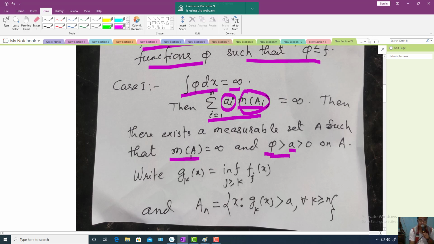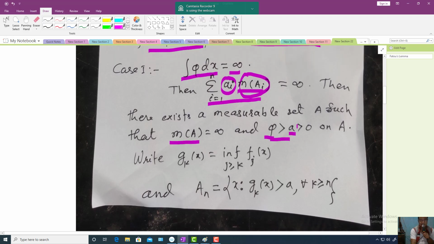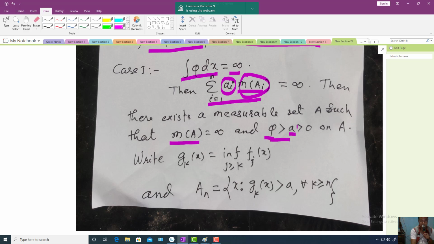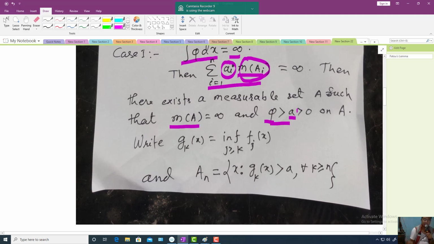So therefore we should be able to find a measurable set a whose measure is equal to infinity. So at all points of a, phi is strictly greater than some positive real number a. So this is the conclusion you can draw from this equality: summation i running from 1 to n of ai times measure ai is equal to infinity. So there exists some measurable set a whose measure is equal to infinity, and there exists some non-negative real number a such that phi is greater than a on a.